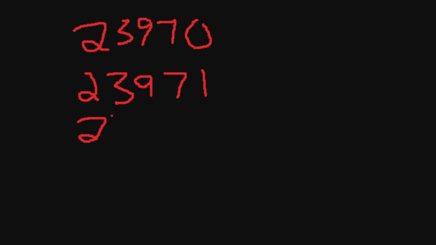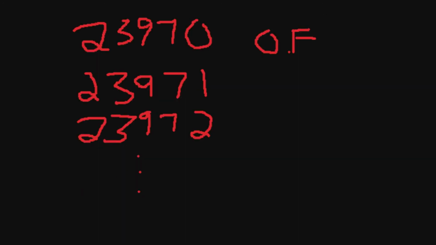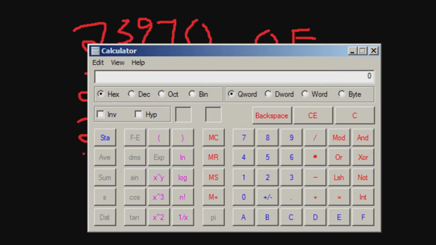If we clear this, you can see that if we write the physical location 23970, then 23971, 23972, you would have the bytes 0F00B98A. So 0F00 and B9, and then this goes on. Your 23970th hex byte in memory is 0F, or I should say your 145,776th byte in memory is 0F.